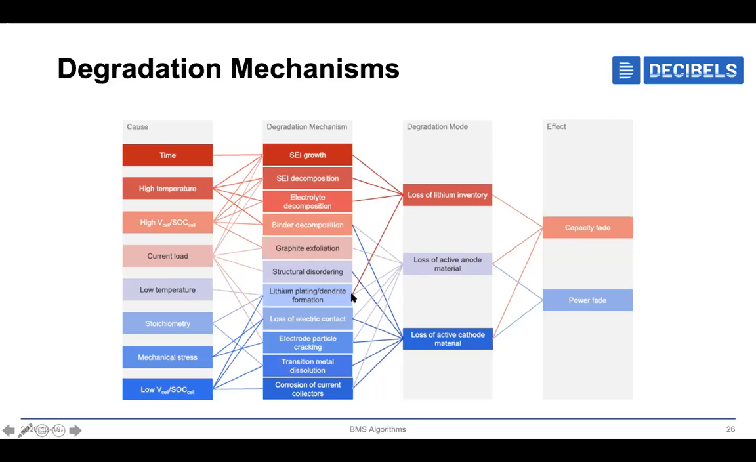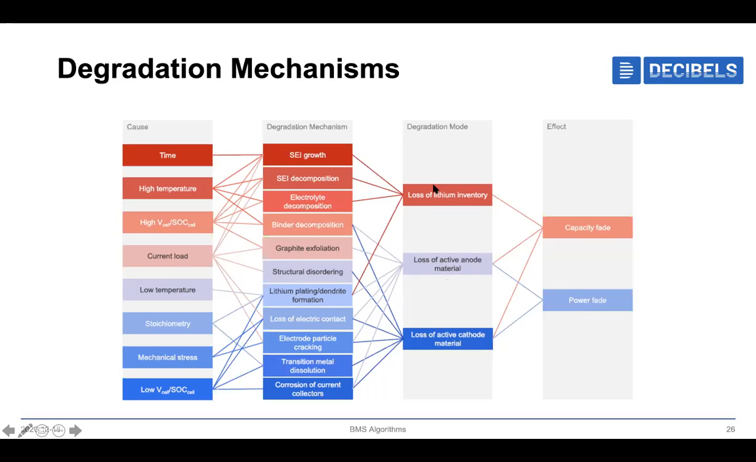The next one is loss of active anode material. Both are nothing but losing active materials. Here anode means graphite. So if you lose graphite, or if you lose lithium, both will lead to a loss of capacity.